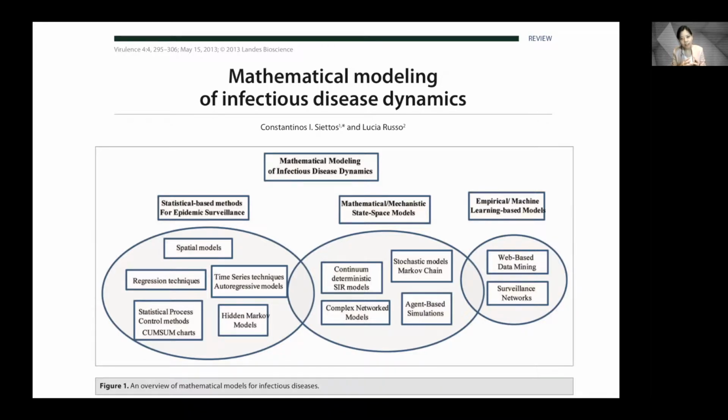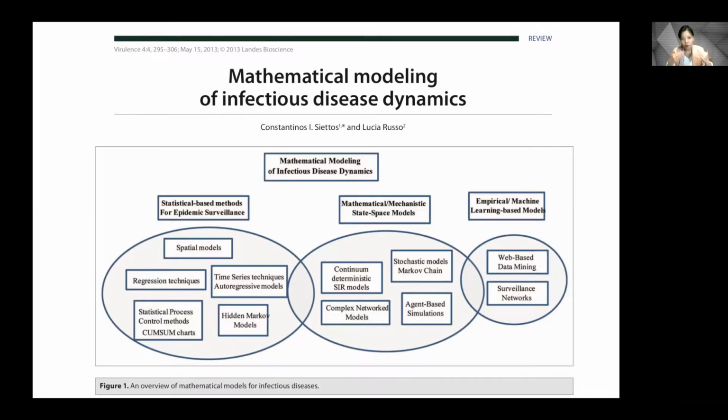The second category is the mathematical models within the context of dynamical systems, which we also call state space models. This is used to forecast the evolution of hypothetical or ongoing epidemic spreading. The third one is through machine learning or expert methods for the forecasting of the evolution of an ongoing epidemic.